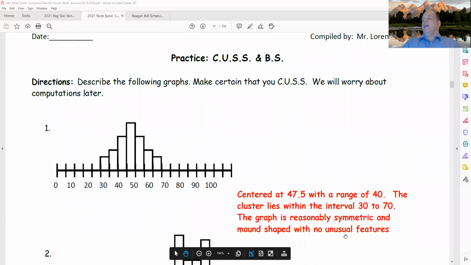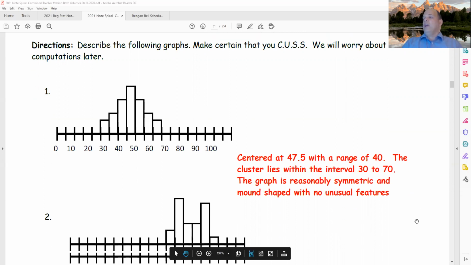So here's what we would say. Centered at 47.5 with a range of 40, and usually we should show that calculation. The cluster lies within the interval 30 to 70, so I've told you where it is, and the graph is reasonably symmetric and mound shaped with no unusual features. That right there is a full credit response. We talked about center, about shape, we talked about where it was located, and we talked about unusual features and spread.